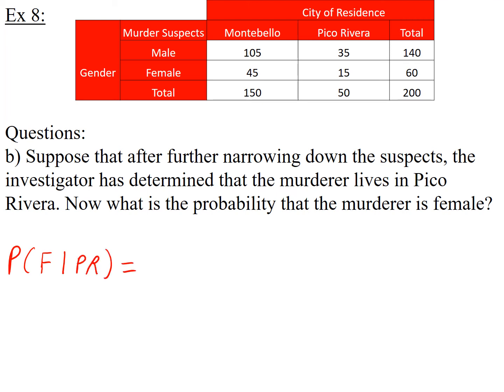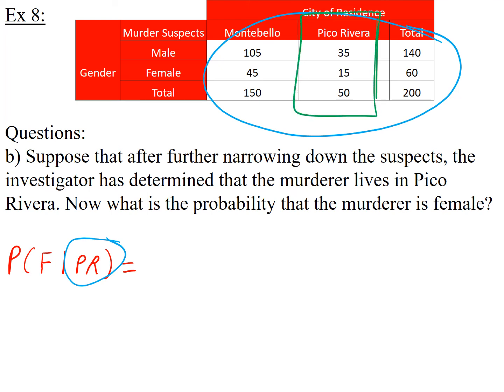Okay, so once you told me the murderer lives in Pico Rivera, it narrows down my sample space. At the outset of the problem, the sample space was all the people in this table. But it's not anymore because now I have this information, the murderer is from Pico Rivera. So my new sample space just gets cut down to the people from Pico Rivera. Everything that's in this green box here, that's my new sample space now. You can ignore all the people that are outside of it. Basically ignore all the Montebello people. Let me do a little bit of erasing here.